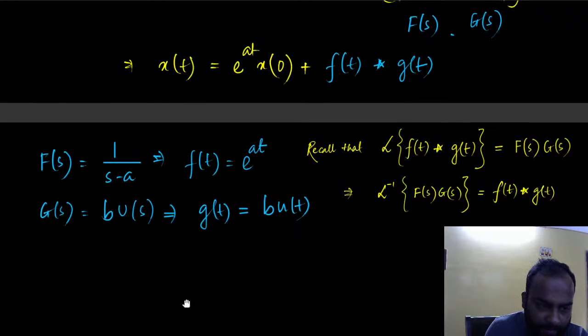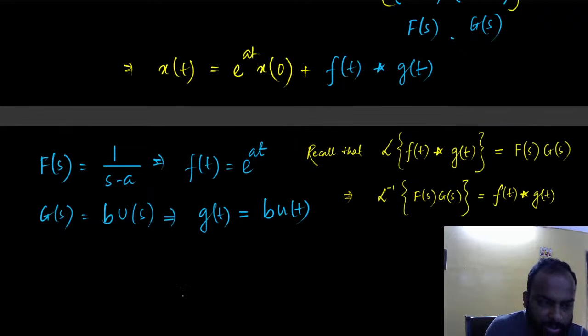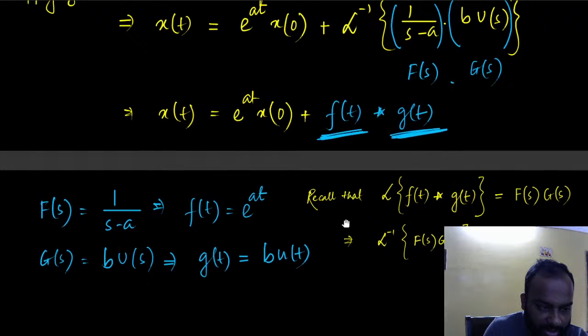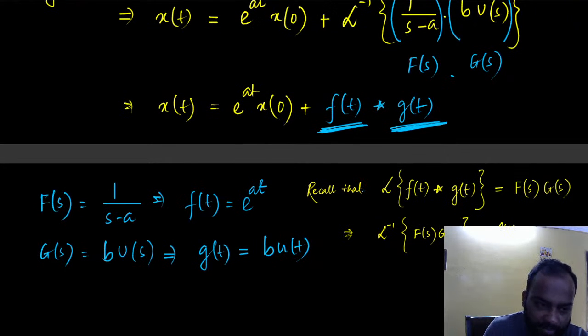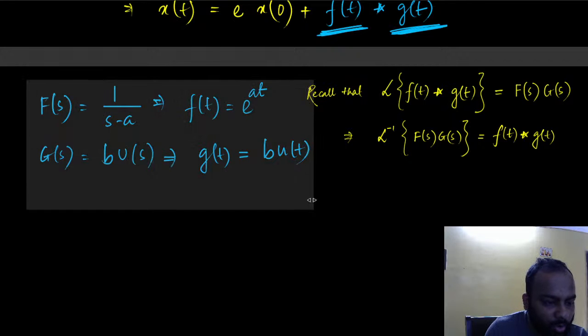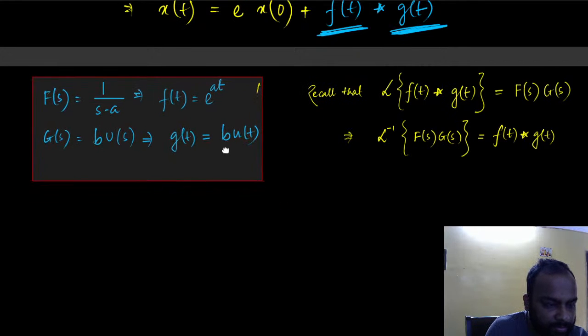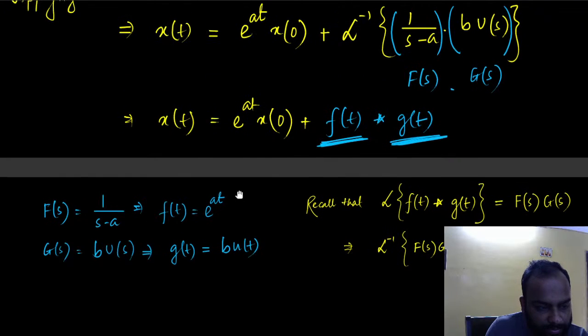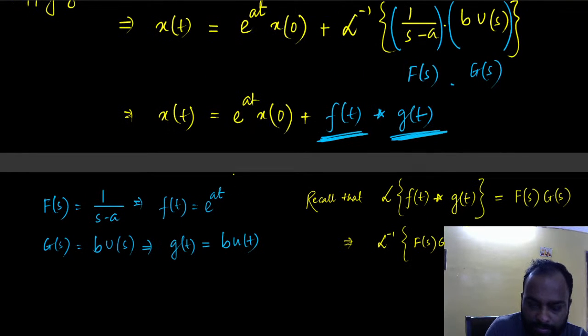Get the point, right? So this is just e to the power at, and this is b u(t), in the convolution of that. You get the idea, right? Tell me if you find it difficult to follow. There is nothing difficult to follow here.